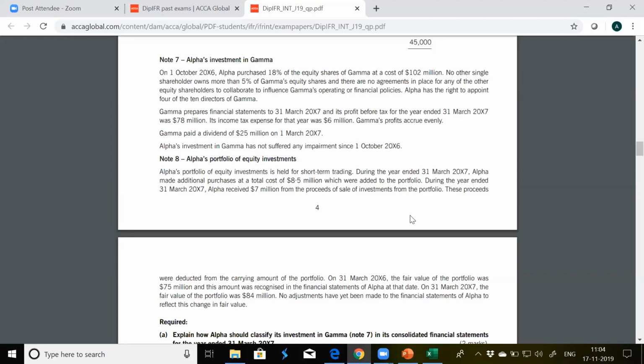So they have sold worth 7 million, they purchased worth 8.5 million. These proceeds were deducted from the carrying amount of the portfolio on 31st March. So they're telling us what is to be done. These are to be deducted from the carrying amount of the portfolio because we are preparing the income statement. They have not given us the balance sheet figures. On 31st March 2006, the fair value of the portfolio was 35 million. So this is the starting point, 31st March 2006, opening balance.